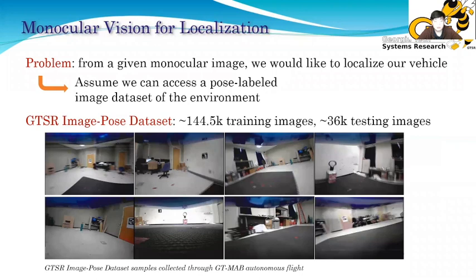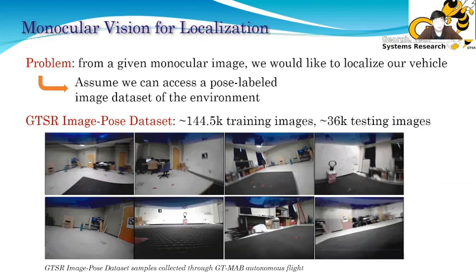So for example, we've actually collected a data set of pose-labeled images, which we're calling the GTSR image pose data set, of our lab. And it's 144,500 training images and then 36,000 testing images. So shown on screen now are 8 samples of these pose-labeled images in our data set. And these images are all collected from the onboard camera from our Georgia Tech Miniature Autonomous Blimp.